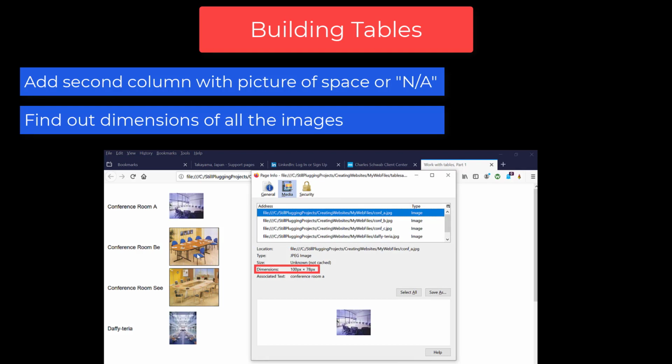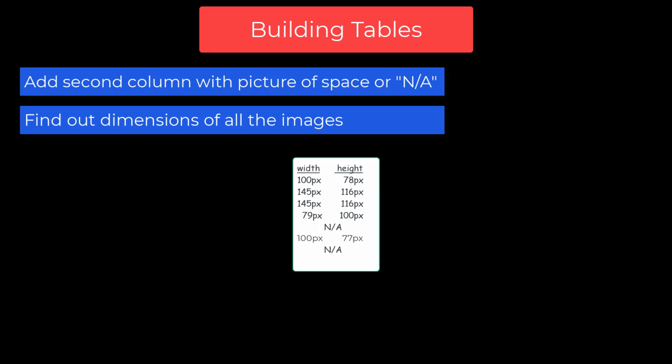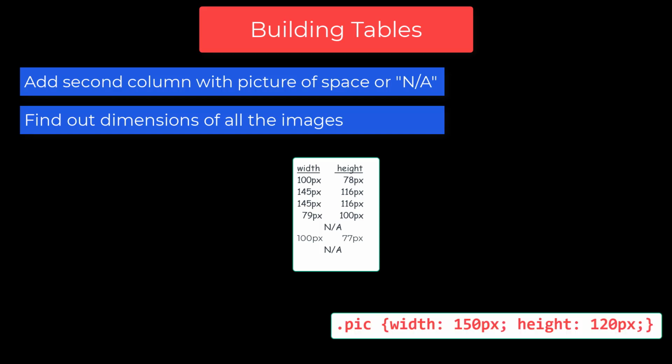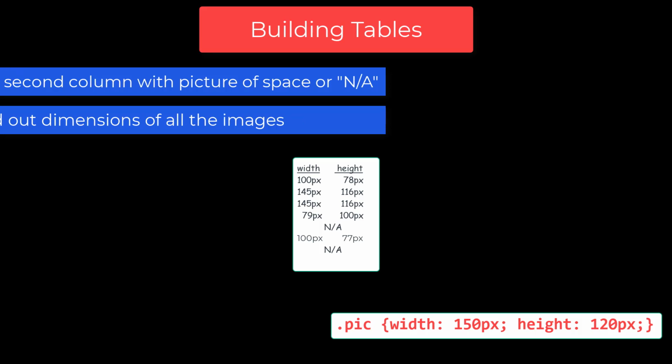So we did that for the images on this page, and here's what we came up with. So if we set the width to 150 px and the height to 120 px, we'll be able to hold all of the images. So we try this style: .pic, width 150 pixels, height 120 pixels. And then we add class equal pic to each TD that holds an image. So now our code looks like this.